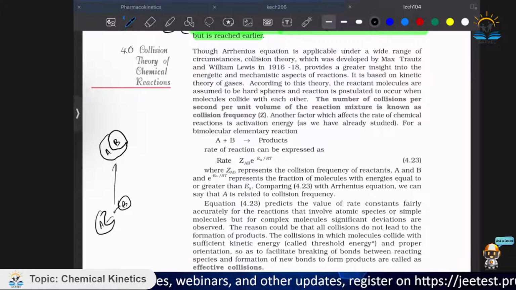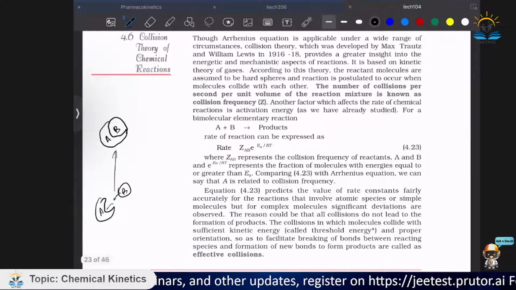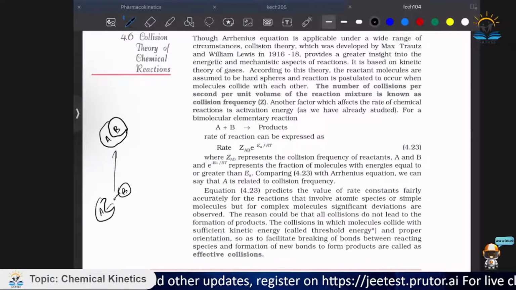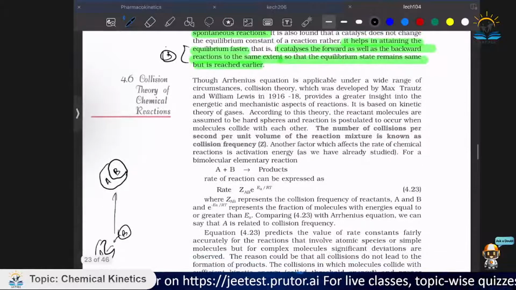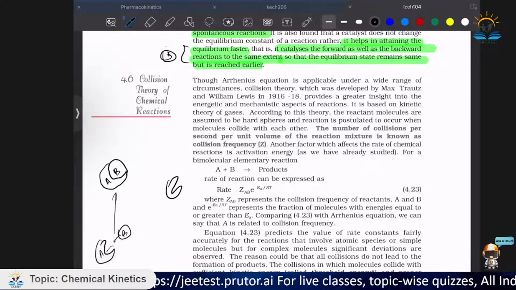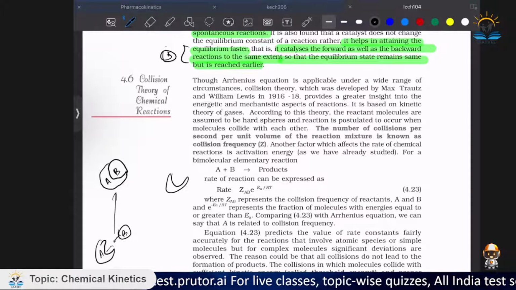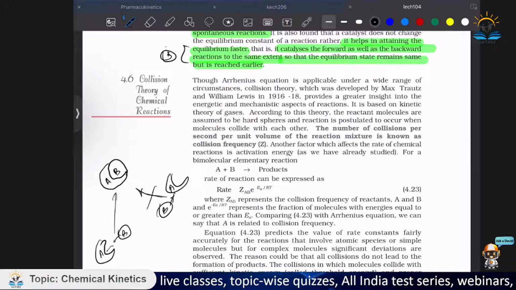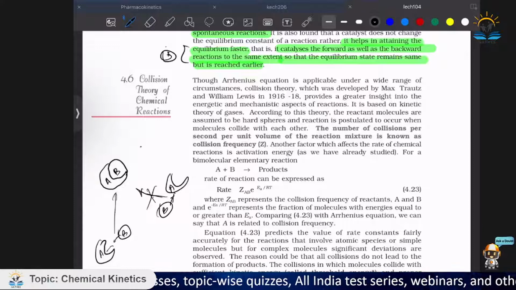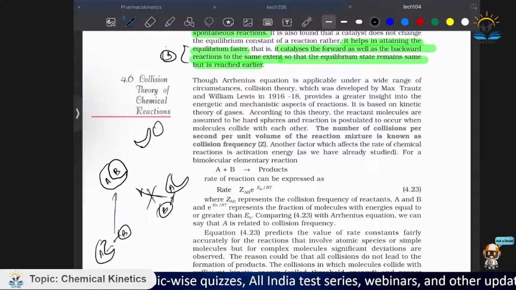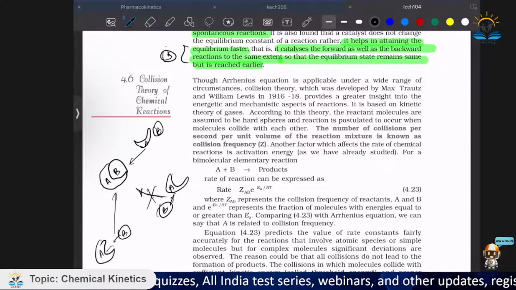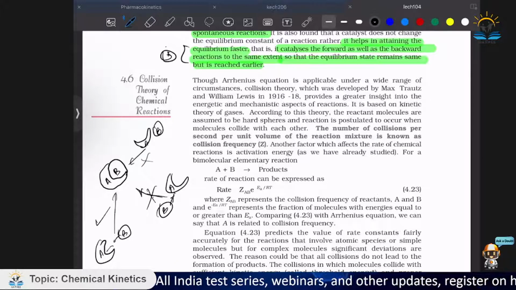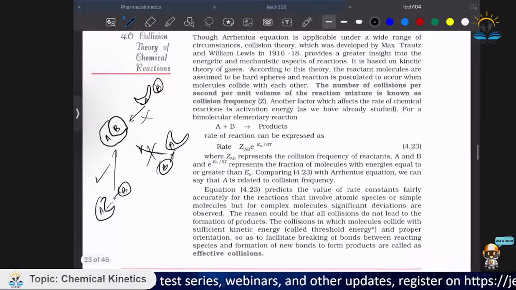But he assumed that all collisions are going to be perfect. All collisions will bring these reactants near to each other in the same manner. But actually, that does not happen. Why? They might collide like this. They might collide like this. This will not form the product. They might collide like this. This will not form the product. Only the correct collision will form the product.